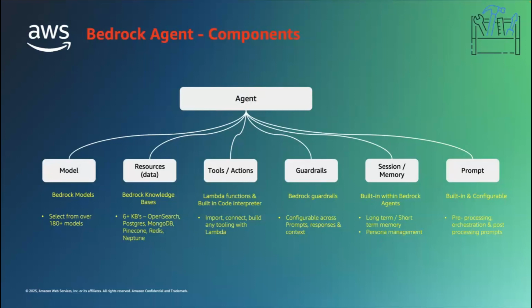The tools and actions are typically implemented using a Lambda function. In addition to providing a capability through a Lambda function, Bedrock also has a built-in code interpreter. Bedrock also provides Bedrock guardrails. Guardrails are configurable components through which you can essentially protect your prompts and responses to the agent. For session and memory aspects, Bedrock has a built-in capability for session and memory management. So any conversations that you do with Bedrock agents get automatically stored.